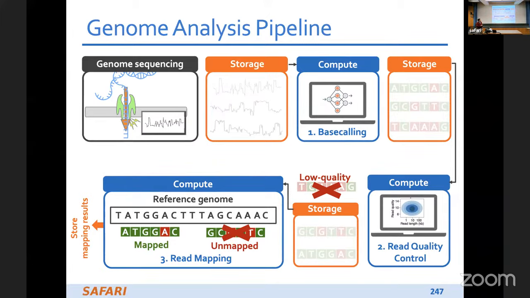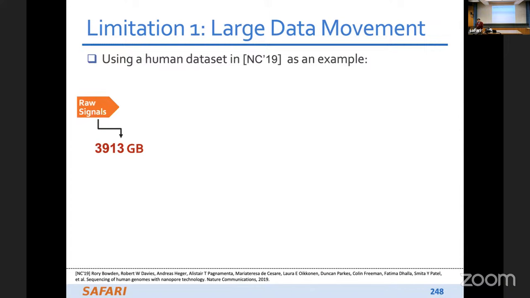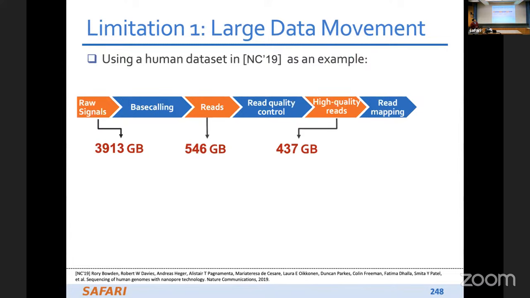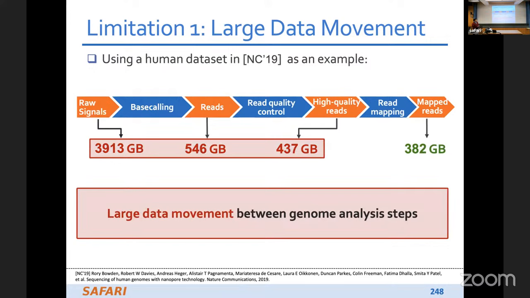And there are certain limitations to it. One limitation is the large data volume. We start with huge data, which is the electrical raw signals. Then these are base called, and these are also stored. This is also huge. There is some filtering going on in between, but essentially we're storing lots of data here. And then there's a large data movement across the computation steps in genome analysis.